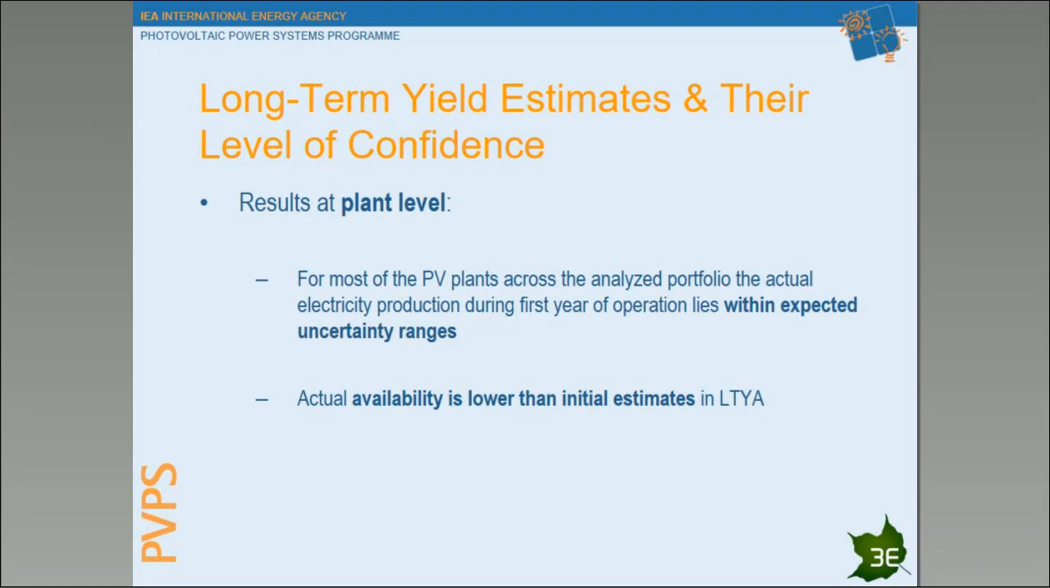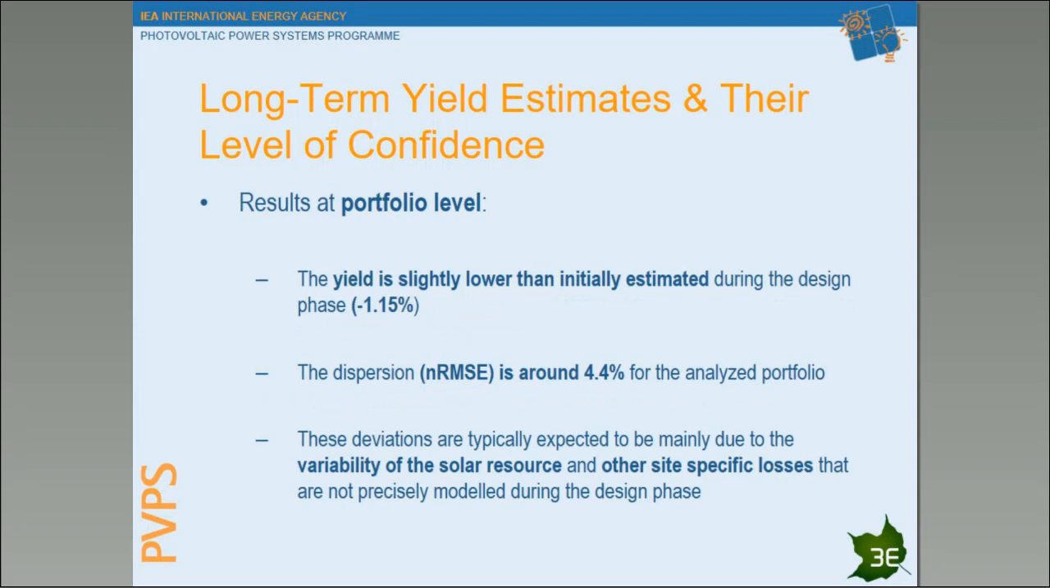And the actual availability, and this is something very important, and that's why we also stressed it as a weakness before in one of my previous slides, is that the actual availability is lower than initial estimates in long-term yield. That's why we should ensure back-to-back warranties as well, and that what was assumed in the initial long-term estimates is actually true during the operational phase. At portfolio level, we see that the yield is slightly lower than the initial estimate, but as I said, it was in the order of magnitude of 1.1%, so it's not relevant. It's not very big, the difference.